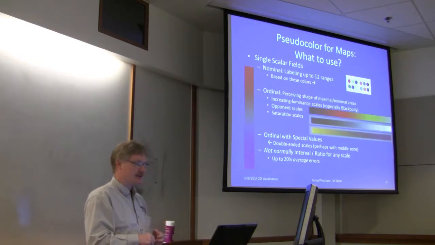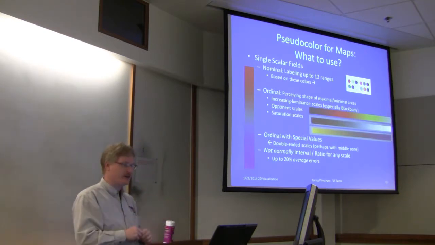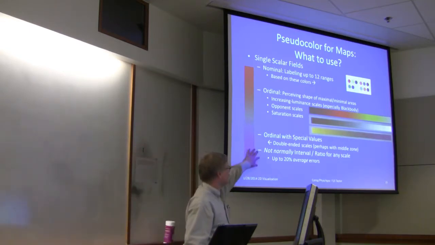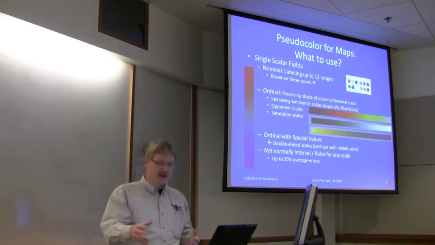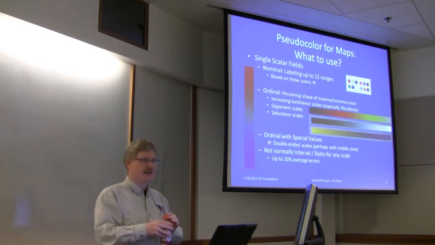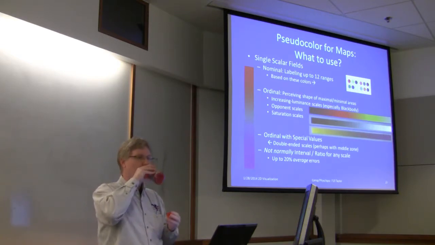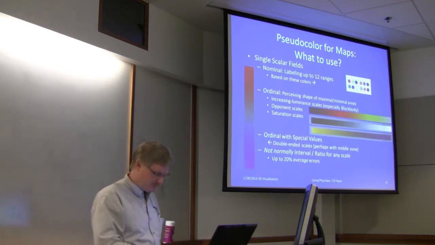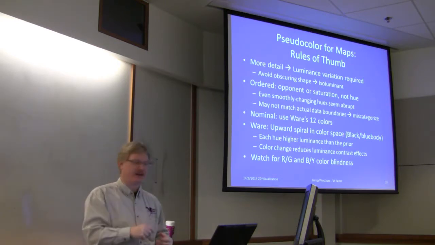or saturation scales. You can have ordinal with special values for doing ratio display. There's a particular place that 0 matters. And it turns out that you can't do interval ratio for any scale. So if your hope was, okay, I'm going to find a color map that is going to let me show interval data, let me show ratio data, the answer is there isn't one. If that was the only 2D scalar technique, we'd be sad. But it isn't.